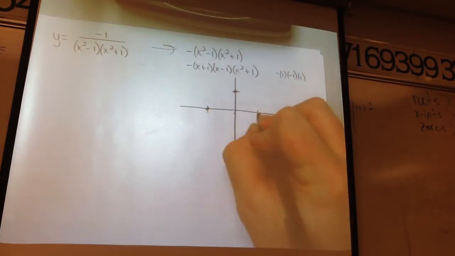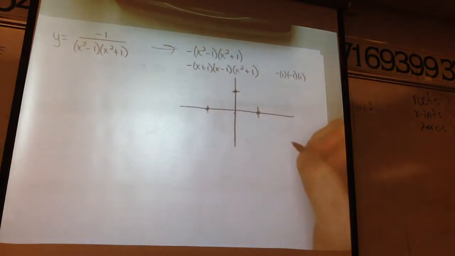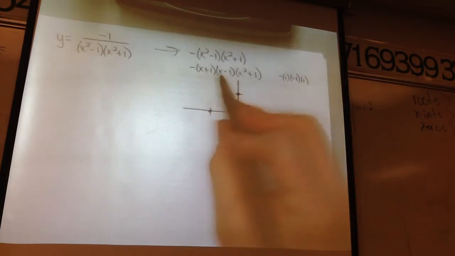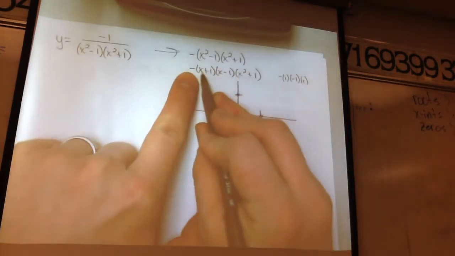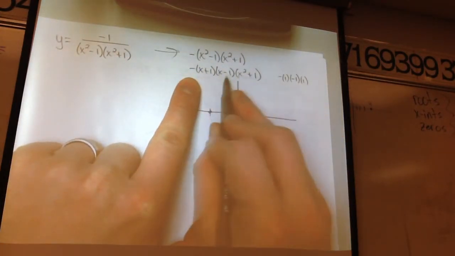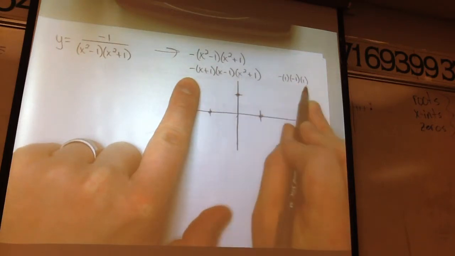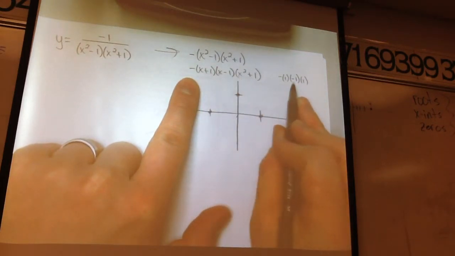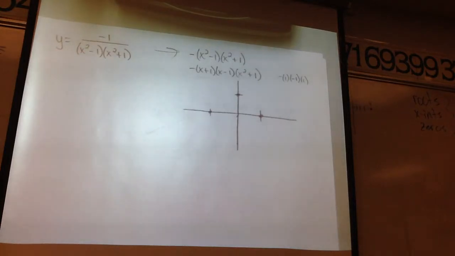This is very similar to the last one. How'd you do that? Y-intercept? Plugged in 0 for x. That one would just be 1. That one would give you -1. And that one would give you 1. And you have the negative in front, so you multiply 1 times those. -1 times -1 is 1.